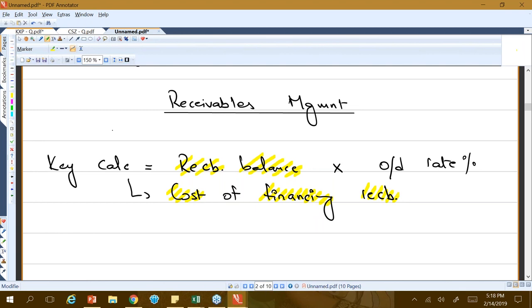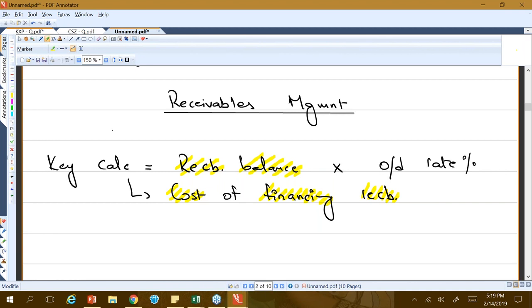Now, this is an extremely important calculation and one which we will be doing in the exam quite often. So receivables balance into overdraft rate gives us cost of financing receivables. Why is that? Because the receivables balance is with the customers, not with us. So we'll meet our operational needs by borrowing the equivalent from the bank as an overdraft and paying the overdraft interest on that.